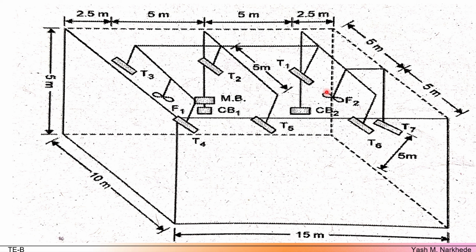The assumptions are the ceiling height is 5 meters. The control boards CB1 and CB2 are mounted at a height of 2.5 meters. Tube lights and fan points are hung about 1 meter below the ceiling. These assumptions help us estimate the length of casing capping and wire runs more realistically.